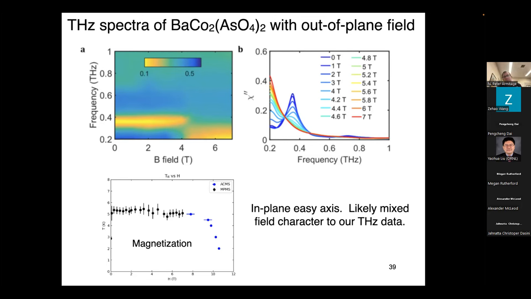I should say that in the data that I'm showing here at the top, where it looks like the excitations are suppressed around 3.5 or 4 Tesla, it was very likely the case that we had a very small in-plane field as well, right? That there's a small canting. This system has very strong in-plane anisotropy. So the easy axis is in-plane. And so there's likely mixed character in this terahertz data.